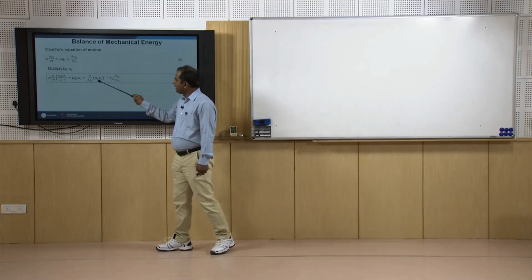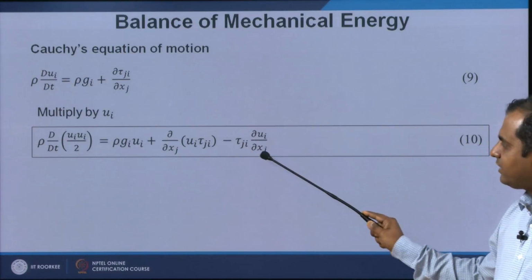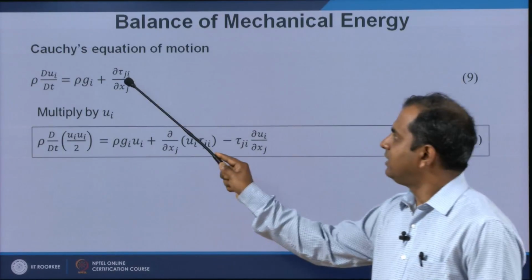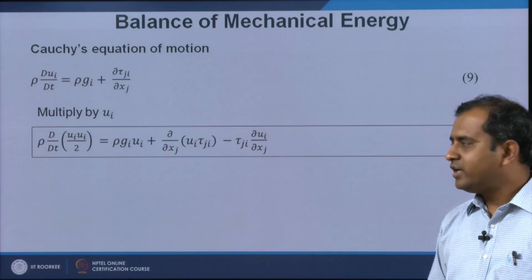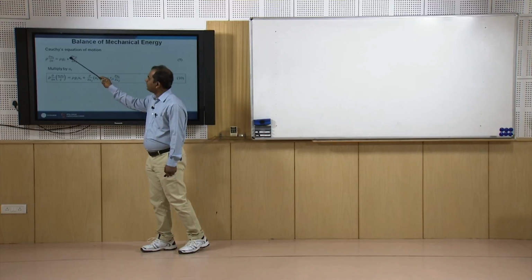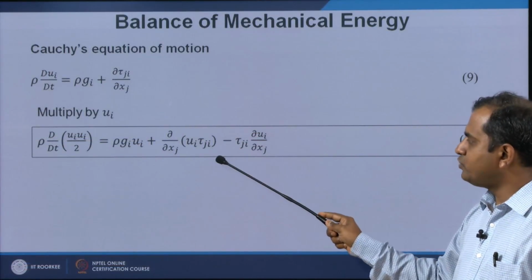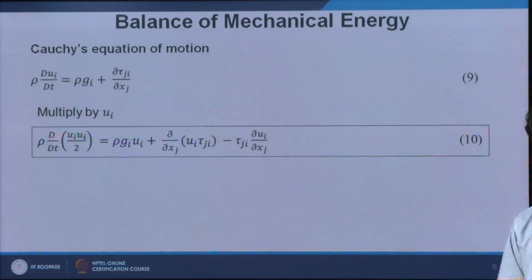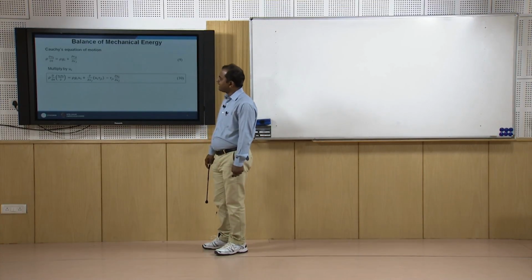So, here you see del xj of Ui tau Ji can be written as tau Ji del xj of Ui plus Ui into del xj of tau Ji. If you just alter the sides, then you will be getting Ui into del xj of tau Ji will become del xj of Ui tau Ji minus tau Ji into del xj of Ui. So, this simplified form we have got from the balance of mechanical energy.